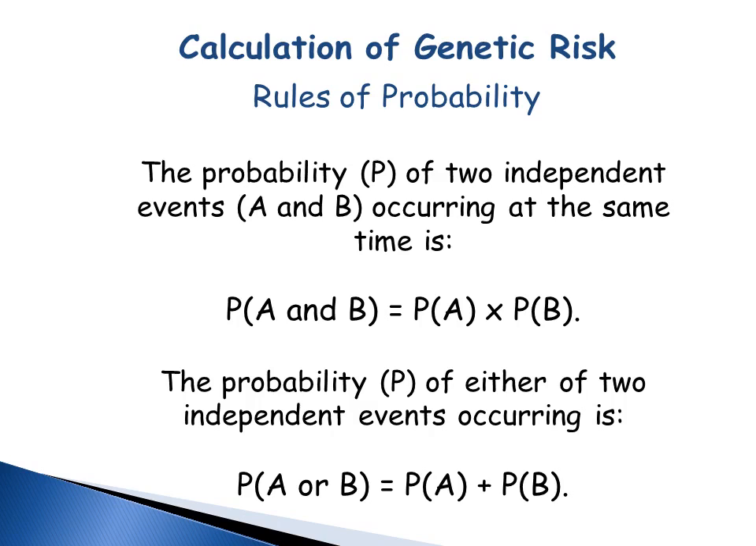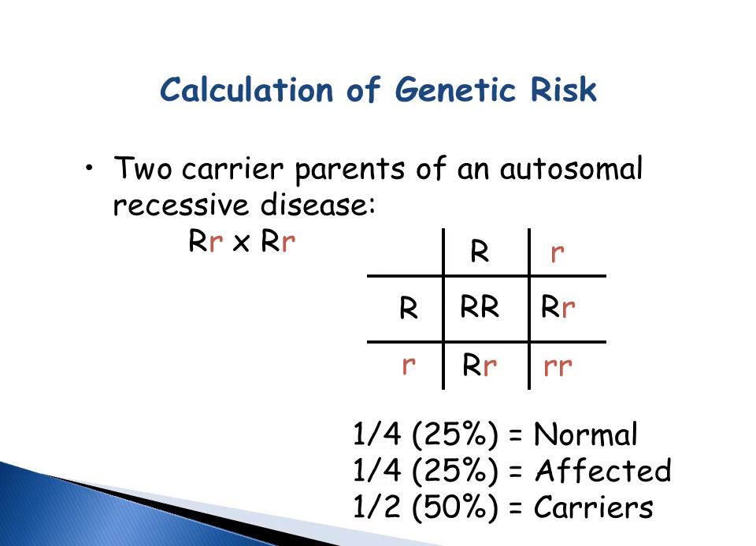So you can do mathematical calculations or probability to calculate a genetic risk. The probability, or P, of two independent events, A and B, occurring at the same time can be calculated, or the probability of either of two independent events. Those are the two mathematical formulas. You will not have to calculate genetic risks or probabilities for this course. You will, however, calculate genetic risks using Punnett squares.